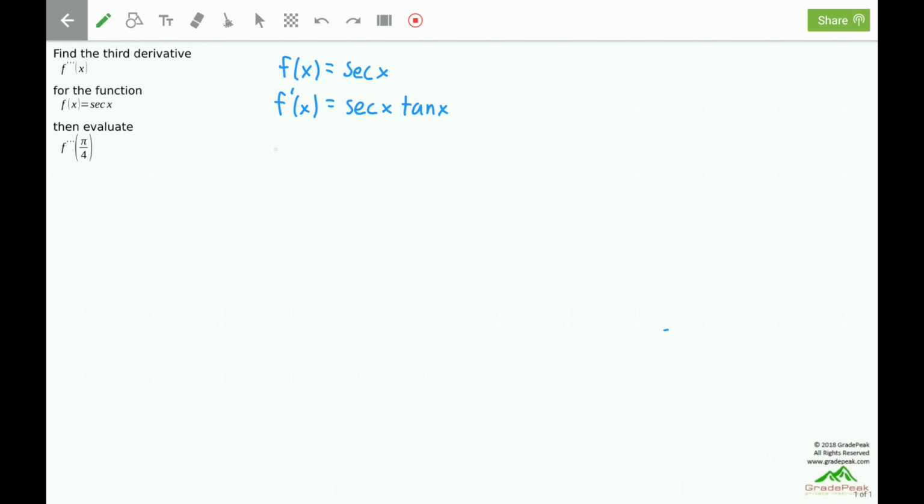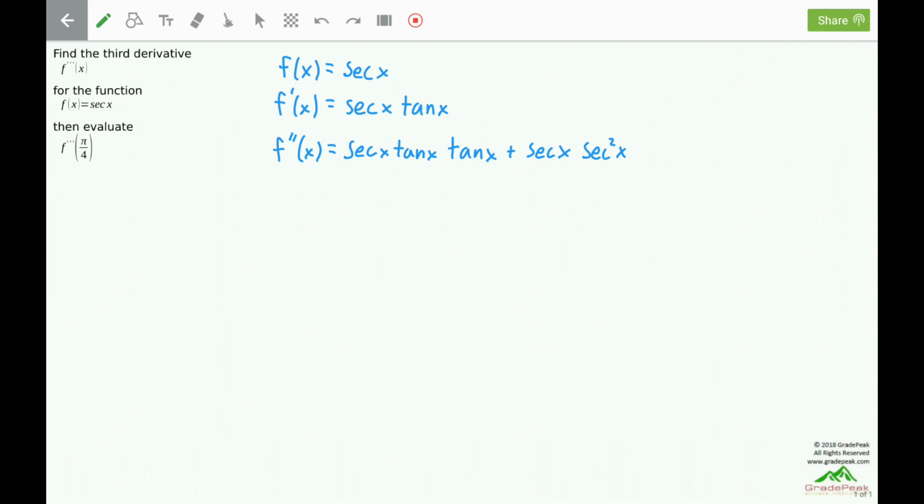Our second derivative will therefore need to make use of a product rule. We now have a product of two trig functions. The derivative of the first, derivative of secant, is secant tangent times the 1 for the chain rule, times the second left alone, plus the first left alone, times the derivative of the second. The derivative of tangent is secant squared of x, and then times the 1 to complete the chain rule.